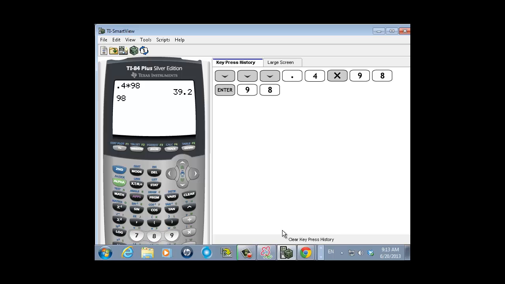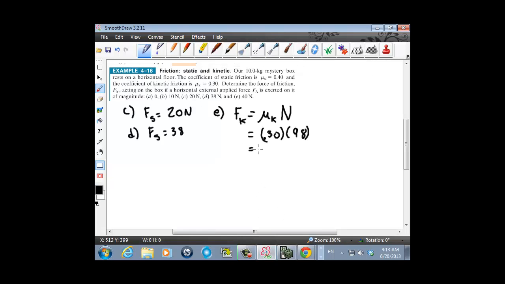And what would we say the coefficient was? 0.30? So we get 29.4 newtons. Oh, look, I left off newtons here. Okay, so this is our kinetic friction. Notice the kinetic friction is less than what the maximum static friction could be. All right.